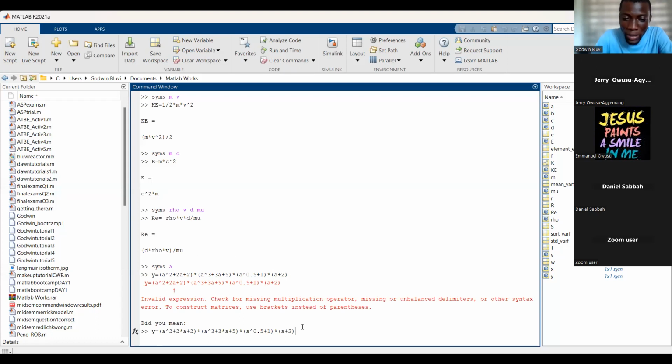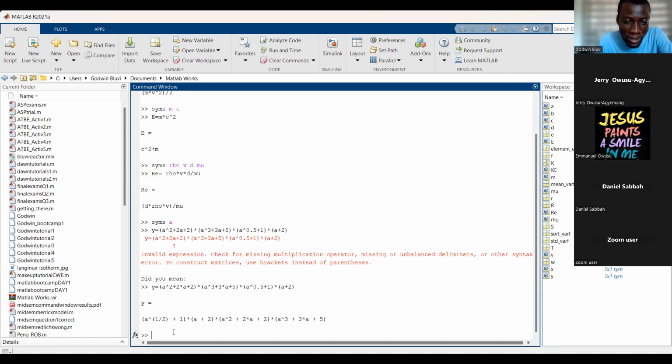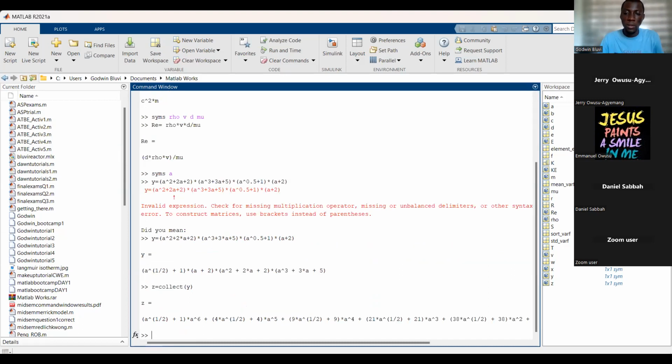Did you mean that? Yeah, I meant that. So now we have this. So let's say z is equal to collect, open bracket, y. So collect y. If you have collected y, see how it has given us the answer in terms of descending power. This a to the power 6, this a to the power 5, this a to the power 4. So what it has done is that it has just factored out the a to the power half out of each of the expressions.